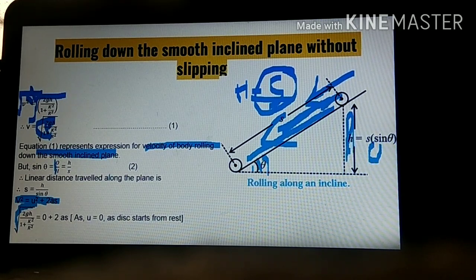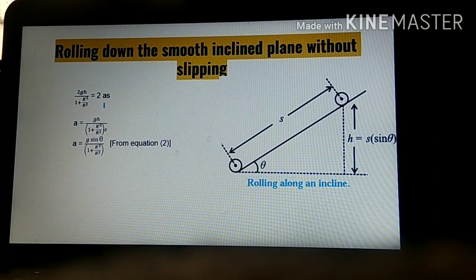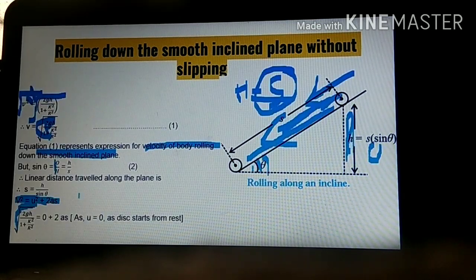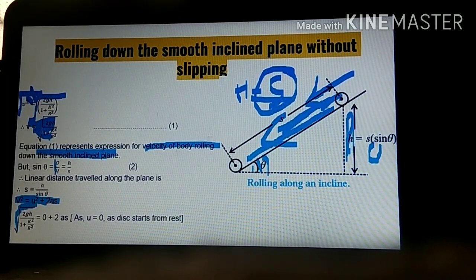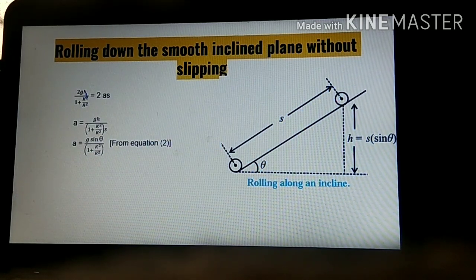Now 2as. Okay, now what we will be doing? We will be substituting. यहाँ पे root sign is not there; over here by mistake I have written it. We have found the velocity already. Now we want to find the acceleration. For acceleration, what we'll be doing? 2gh upon 1 plus k square upon r square is equals to 2as. But over here this 2 will get cancelled, and we want the value in terms of a.